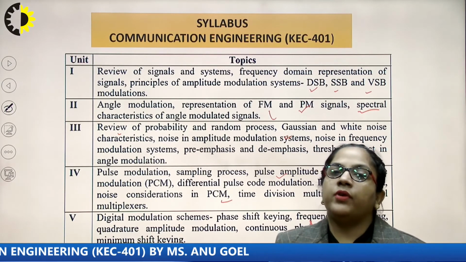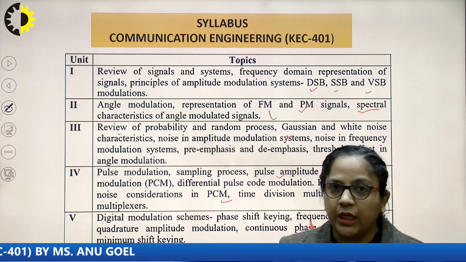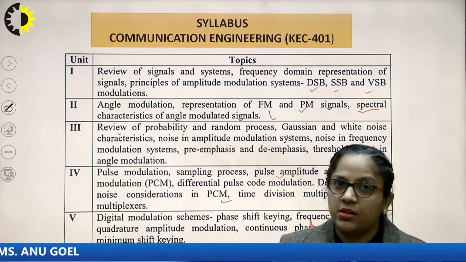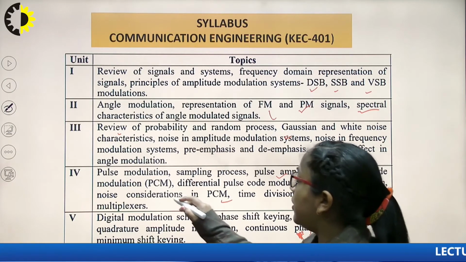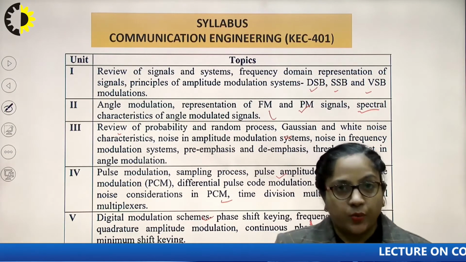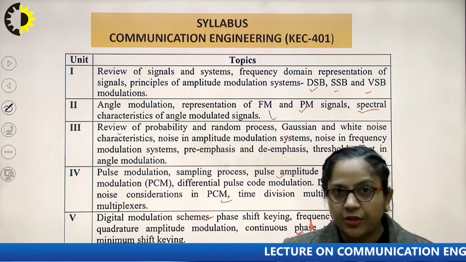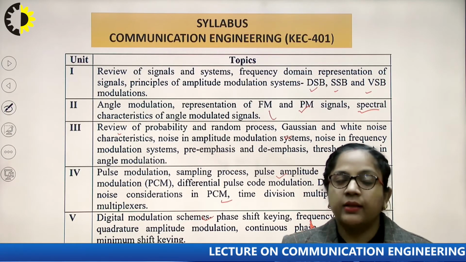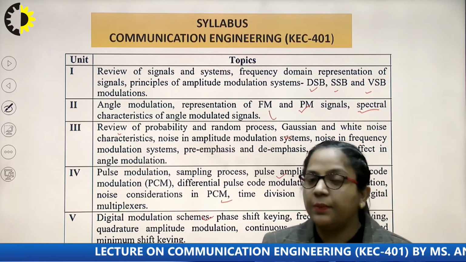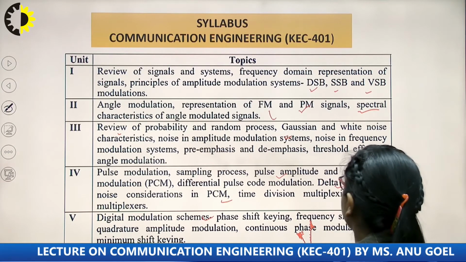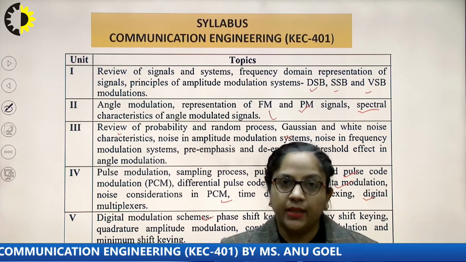In unit 4, after understanding pulse modulation, the concept of sampling, and pulse code modulation, we'll also learn about some more modulation techniques, that is delta modulation, and the noise consideration in pulse code modulation, that is the effect of noise if I am using pulse code modulation as a modulation technique. Then we'll also learn about the multiplexing technique, that is time division multiplexing, and the digital multiplexers that are used to perform the multiplexing.